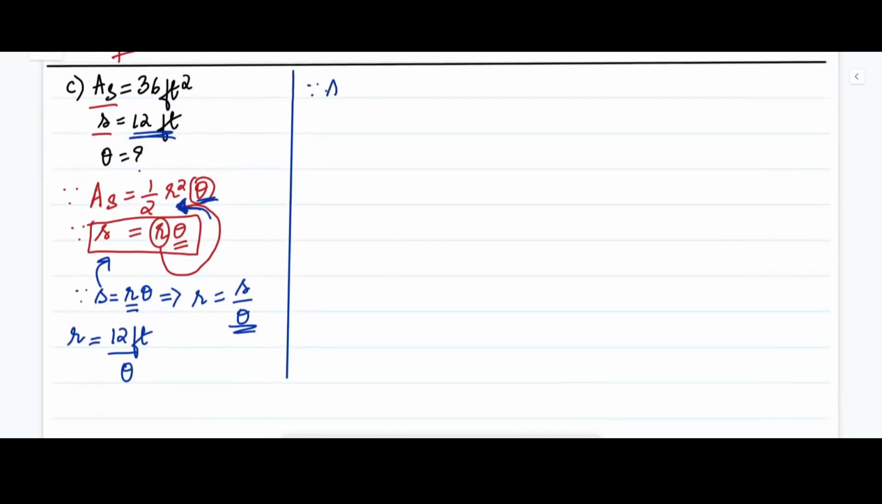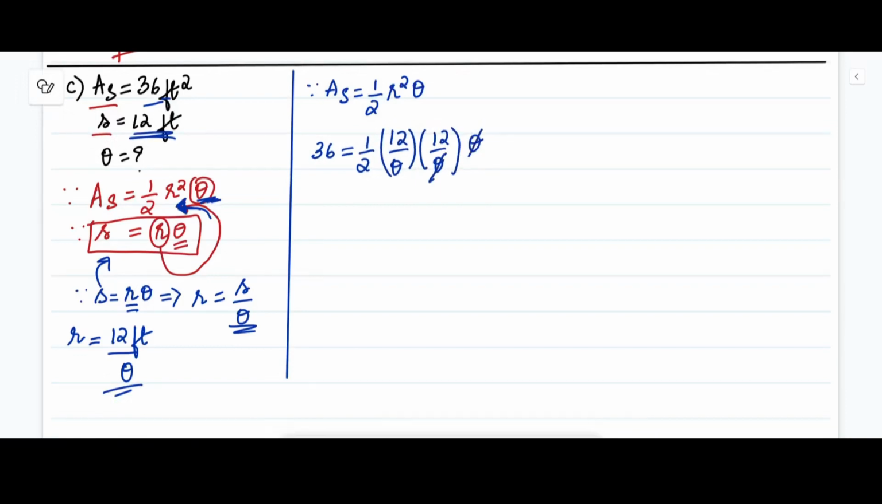Area of the sector is equal to half r square theta. Area of the sector they've already given us as 36 feet square. So 36 feet square is equal to half r square, which we have found in terms of theta to be equal to 12 by theta feet. So 12 by theta into 12 by theta into theta. Theta and theta cancel out each other. 2 into 6 is 12 and 6 into 6 is 36 and 6 into 2 is 12. So we get the value of theta to be equal to 2 radians.